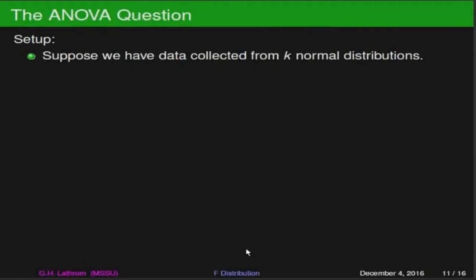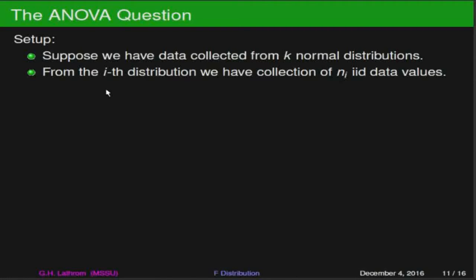And so now let's take a look at the second question that the F distribution helps us to answer, and that's going to be the ANOVA question, so the analysis of variance question. So the setup for that is that we have a collection of k different normal distributions. So these are all independent. From the ith distribution, we have collected n sub i IID data values. Again, these are all from normal distributions.